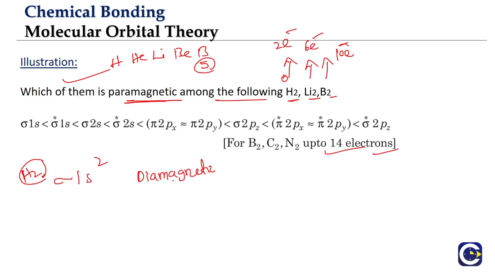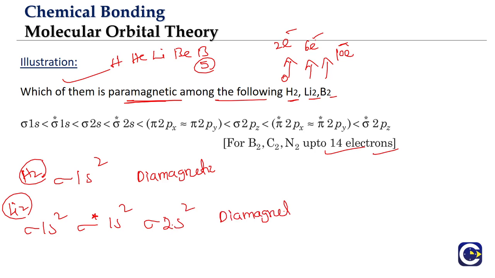Now let us talk about Li2. Li2 means 6 electrons. Sigma 1s will give 2 electrons, sigma star 1s will give 2 electrons, then sigma 2s we give 2 electrons. That's it, 6 electrons over. Does it have any unpaired electrons? No. So this is also diamagnetic. That is how we are able to conclude whether it is diamagnetic or paramagnetic.